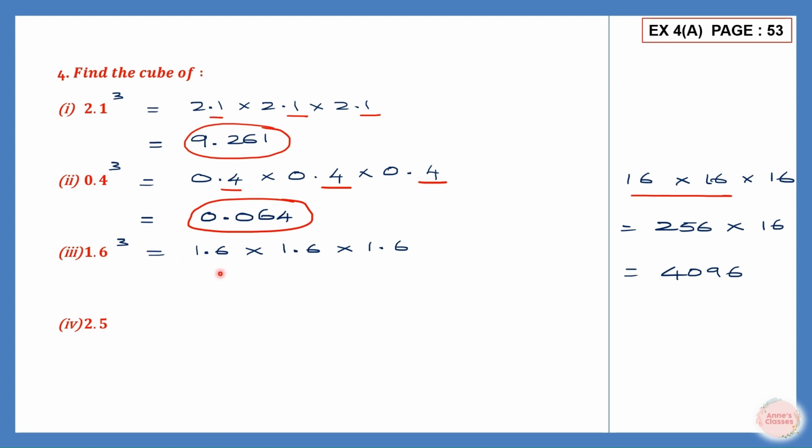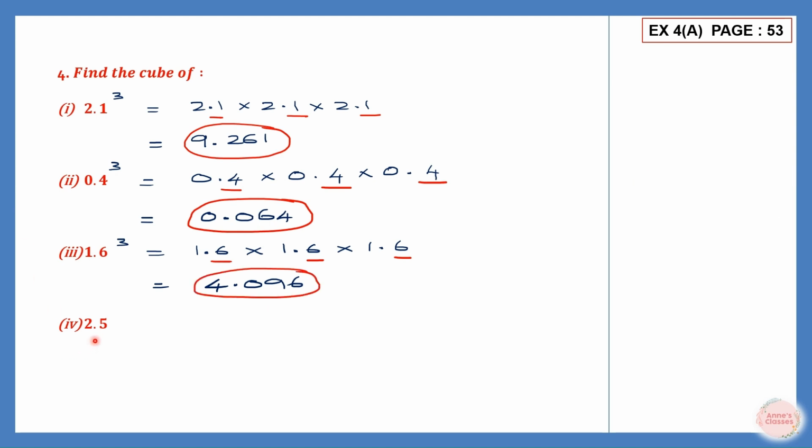Let's go back to the question. Check the number of decimal places. So we have 1, 2, 3 decimal places. Your answer also should have 3 decimal places. So the point comes here. So 1, 2, 3. So what do we have? 4.096. So let's write it here. 4.096. This is our answer.